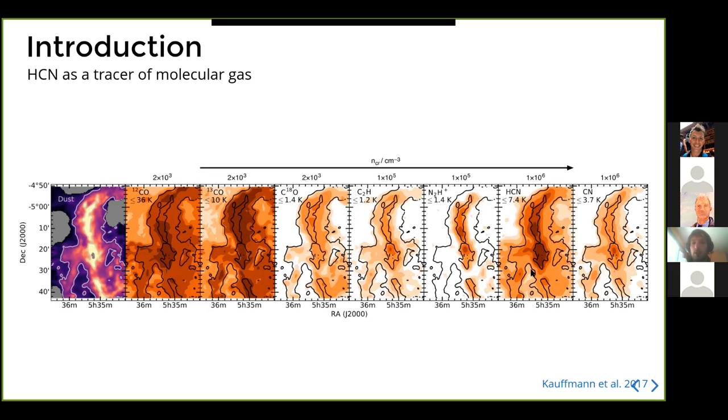So this is not surprising. People knew that the critical density is just telling us when radiative processes balance collisional excitation. This was a very clear example that this critical density is not really related to the density of the gas being traced.